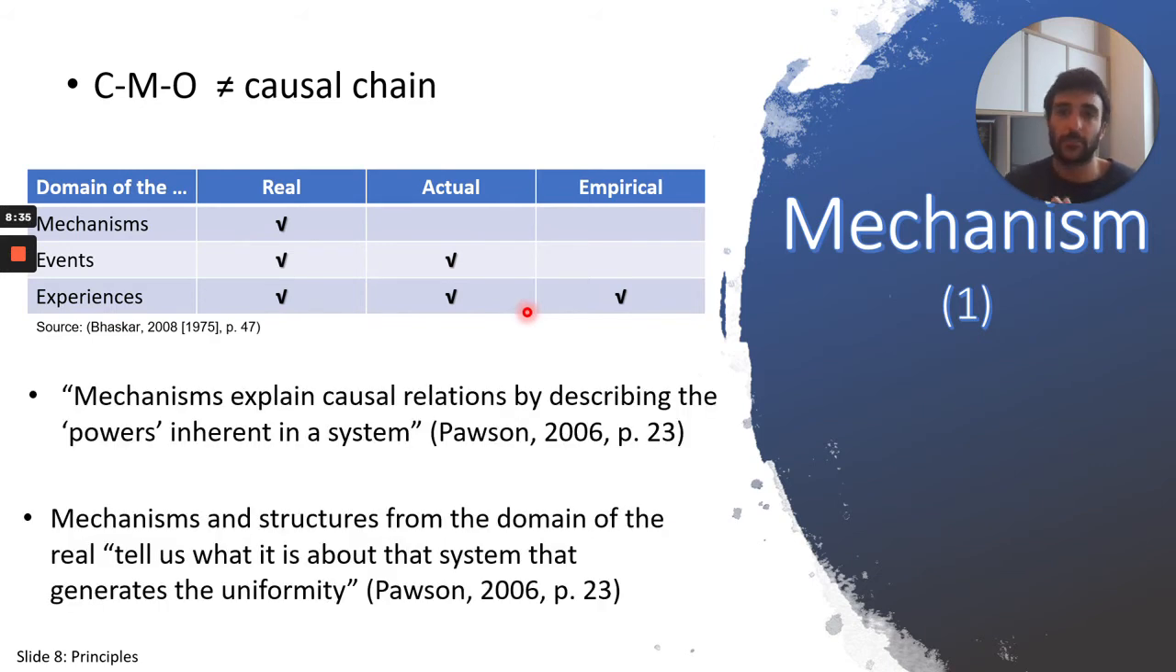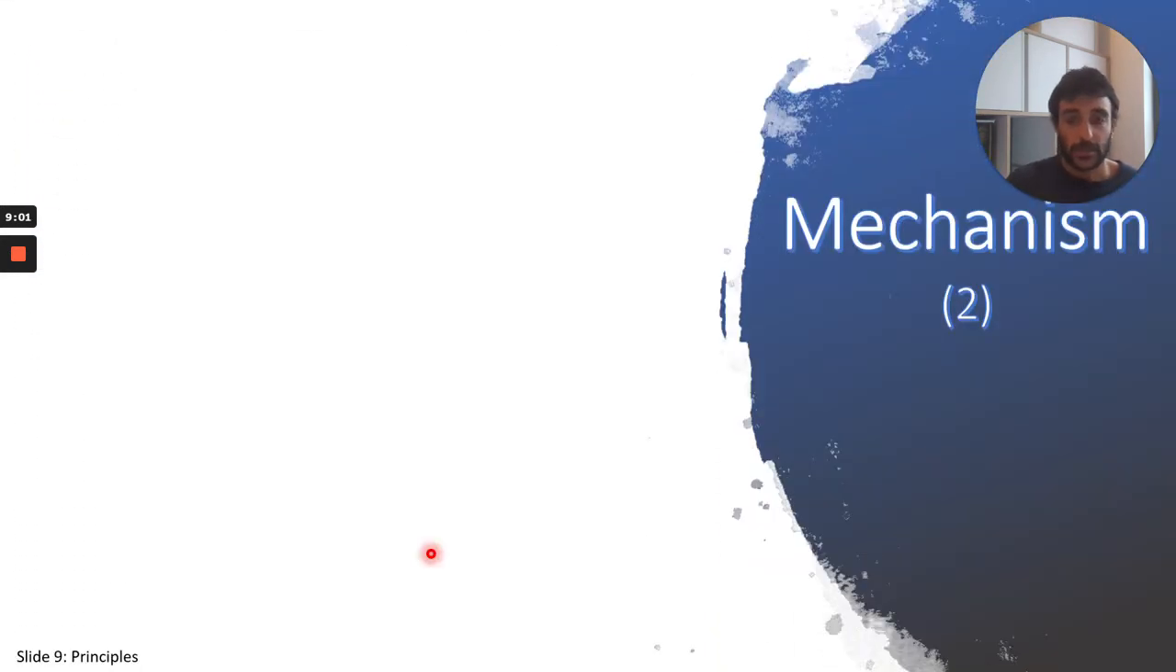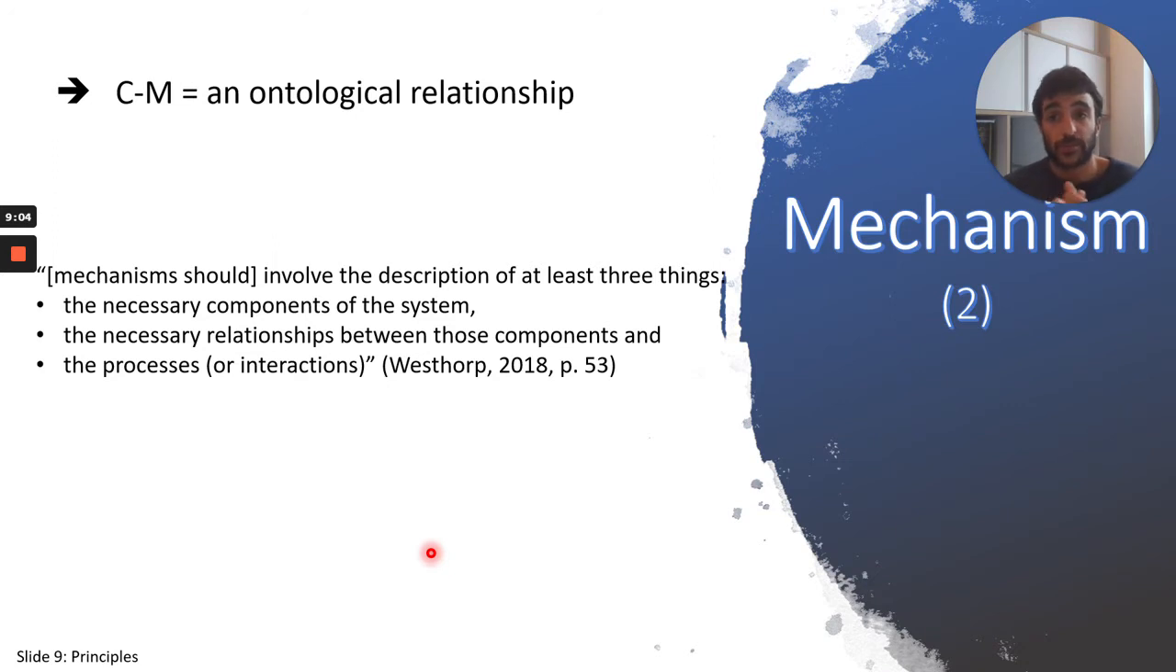And in a way very similar to how Paulson puts it, mechanisms explain causal relations by describing, and that word is very important, describing the powers inherent in a system. And that system then can be seen as the context, right? Moreover, mechanisms and structures from the domain of the real tell us what it is about that system. Again, the system that generates the uniformity. Similarly, Professor Westhorp claims that mechanisms should involve the description of at least three things: the necessary components of the system, necessary relationships between those components, and the processes or interactions.